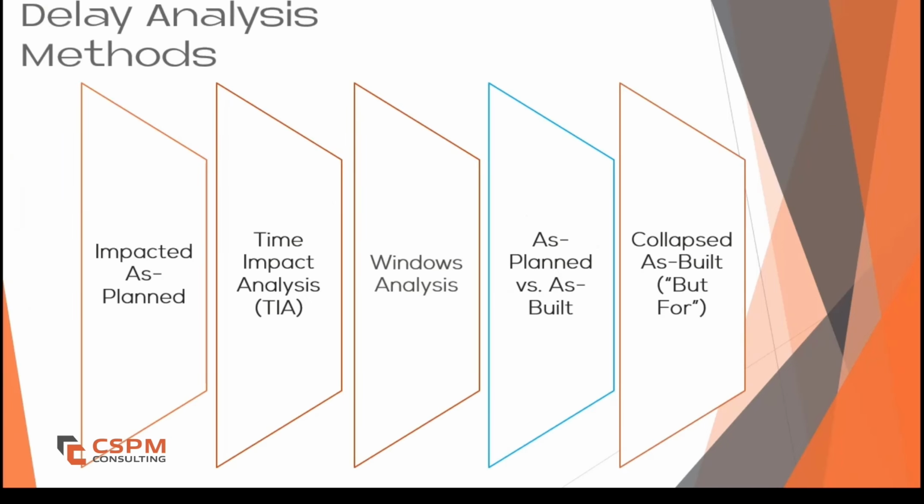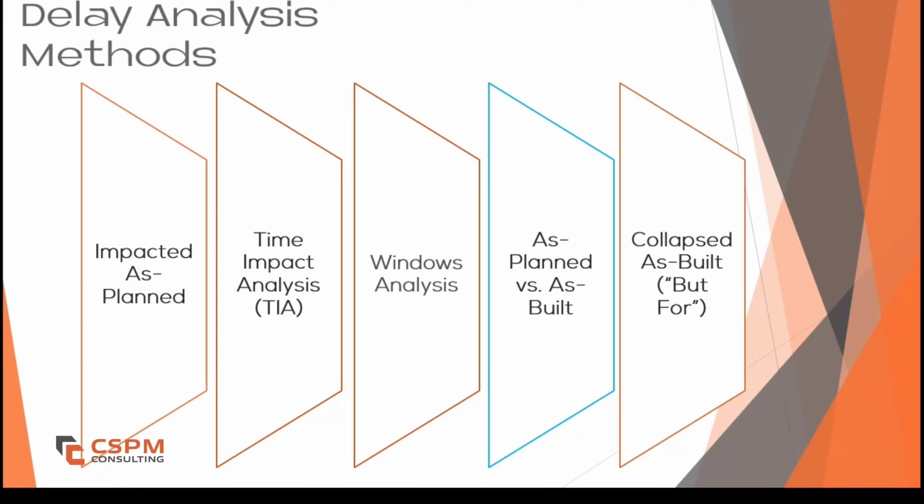In previous videos, we talked about key delay analysis methods, which are impacted as planned, time impact analysis, TIA, Windows analysis, as planned versus as built, collapsed as built. We provided theoretical and practical examples on the first three methods, as each of these methods serves a specific purpose depending on the nature of the project and available data.